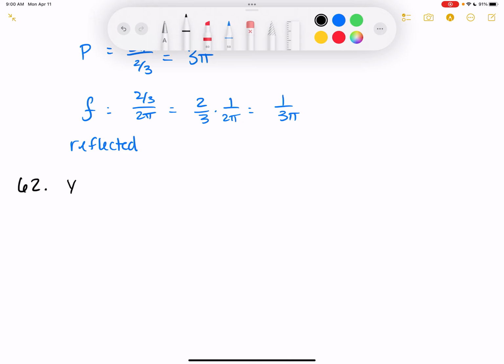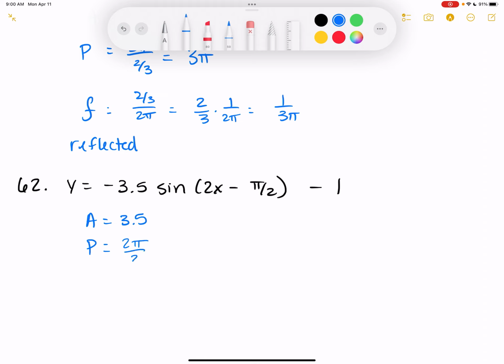62. y equals -3.5 sine of (2x minus pi over 2) minus 1. I still want amplitude and period, and then I want the shifts that are happening. Okay, so amplitude is 3.5. Period is 2 pi over 2, right?